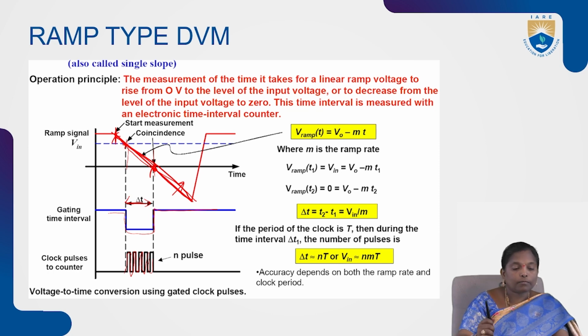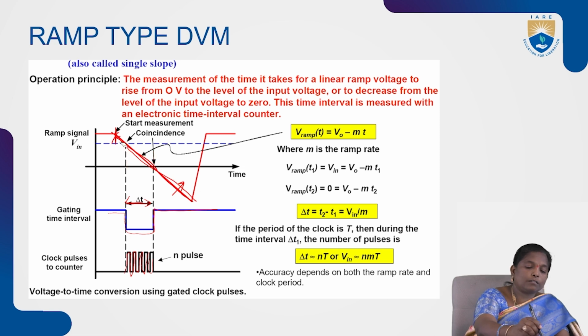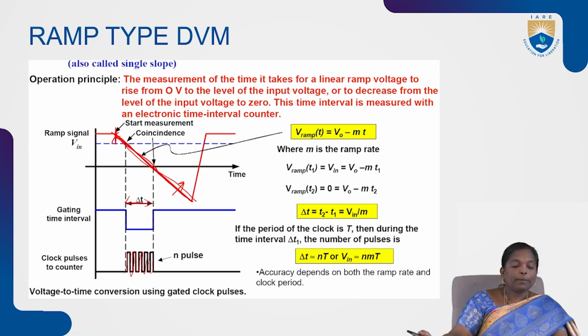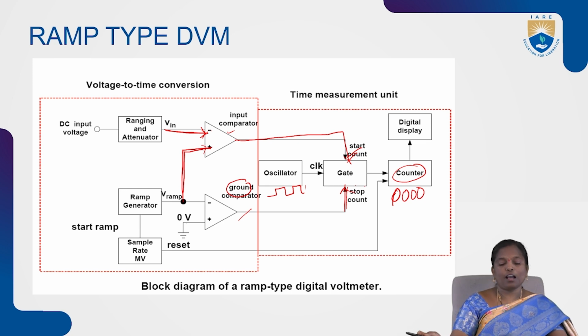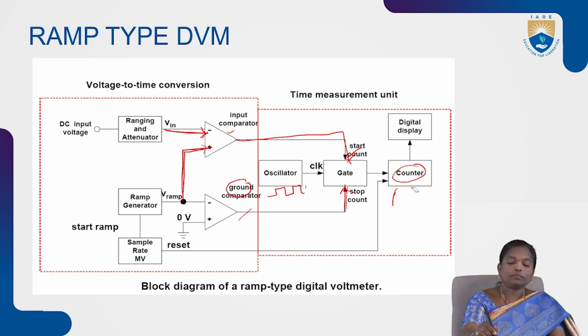Here, this is the ramp signal, and this is a negative going ramp signal, and we are applying the ramp signal input to an input comparator. Once again, let us verify the operation. Before starting the operation of the ramp type of DVM, we have to make the counter 0. By resetting with the help of the sample rate multivibrator, we make the counter 0.